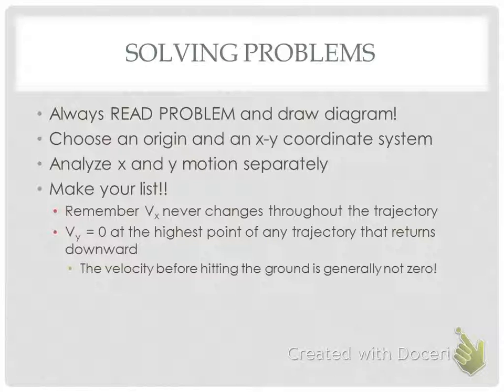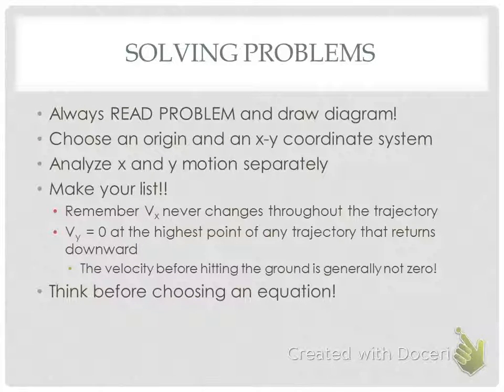Velocity before hitting the ground is generally not 0. When we're talking about projectiles that come up and go back down, we're not looking at when it crashes to the ground and stops. So if it asks how fast is an object going before it hits the ground or when it hits the ground, we're looking at the little millisecond instant before it hits the ground, not when it hits the ground and comes to a stop. Right? Does that make sense? We've talked about that a little bit before. All right, good. And think before choosing an equation. Make sure you're doing x and y separately. You're looking and you're labeling all of your variables correctly so that you can choose a correct equation.